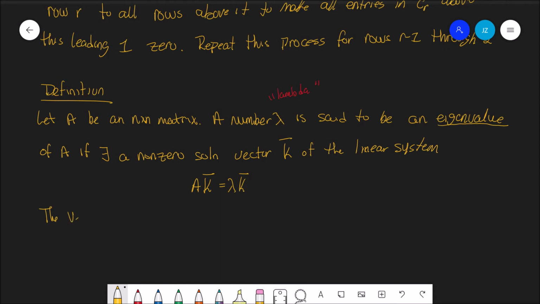This solution vector is said to be an eigenvector corresponding to lambda.